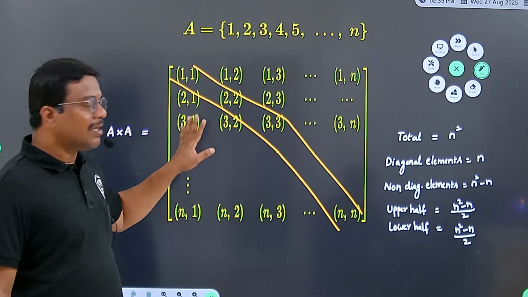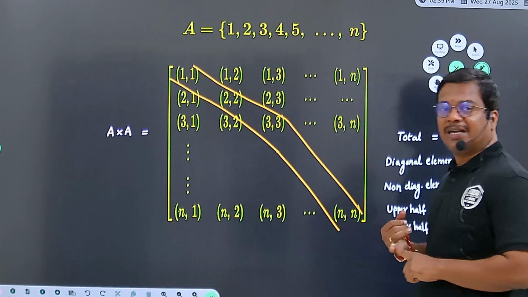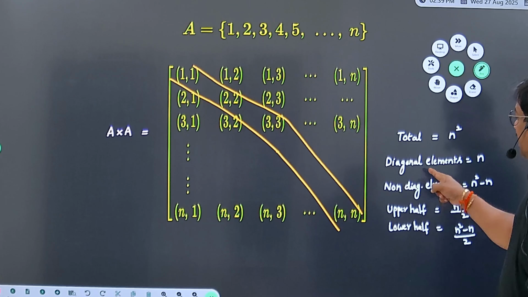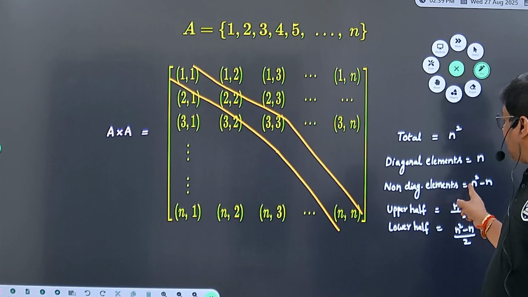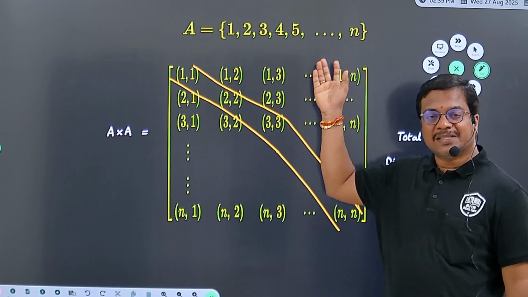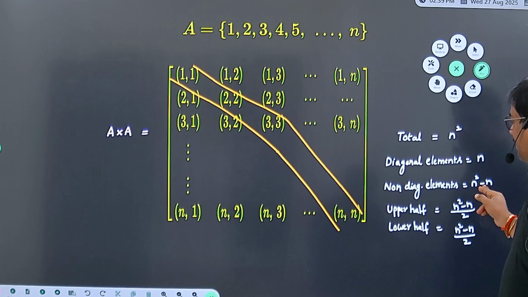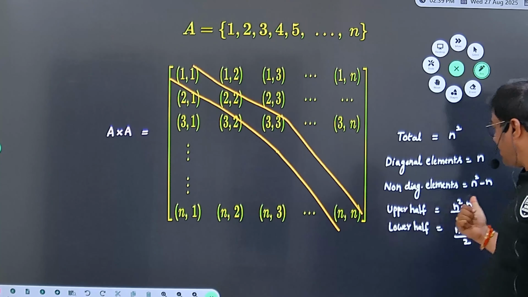Here the entries I am going to divide diagonal-wise and non-diagonal-wise. Total there are n square elements, in which diagonal entries are clearly n. Non-diagonal elements: from the entire n square elements, if you remove the n diagonal elements, you will get n square minus n as the number of non-diagonal entries.